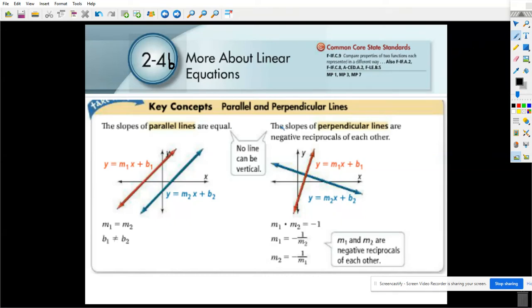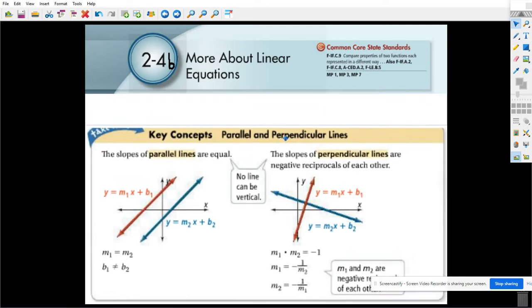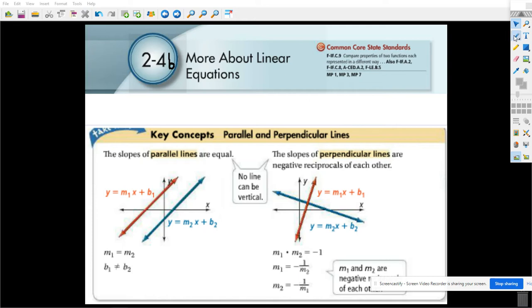The second part of 2.4. Again, we're still on linear equations, and we're going to continue with point slope form. So we have to remember the formula: y minus y1 equals m times x minus x1. Really, we're just looking at different ways that I can give you this m.